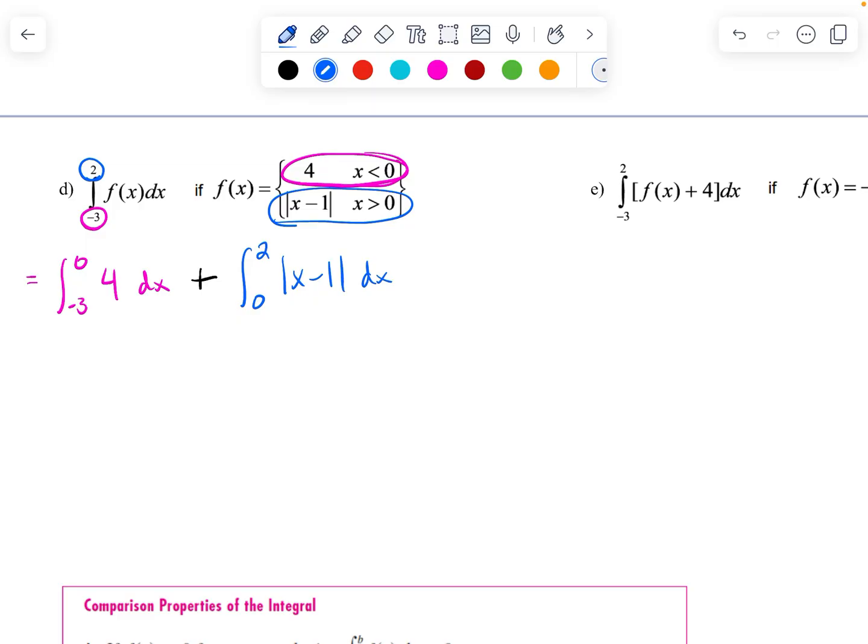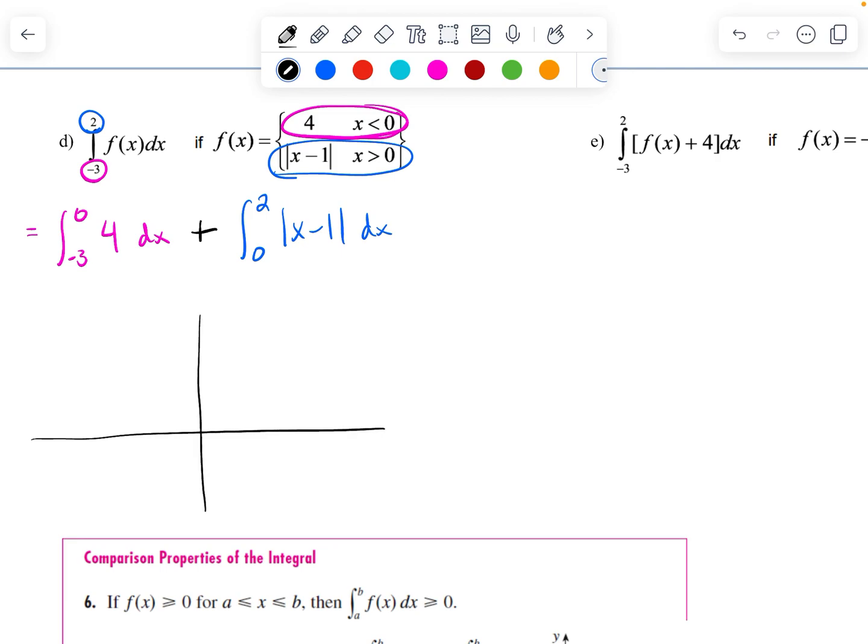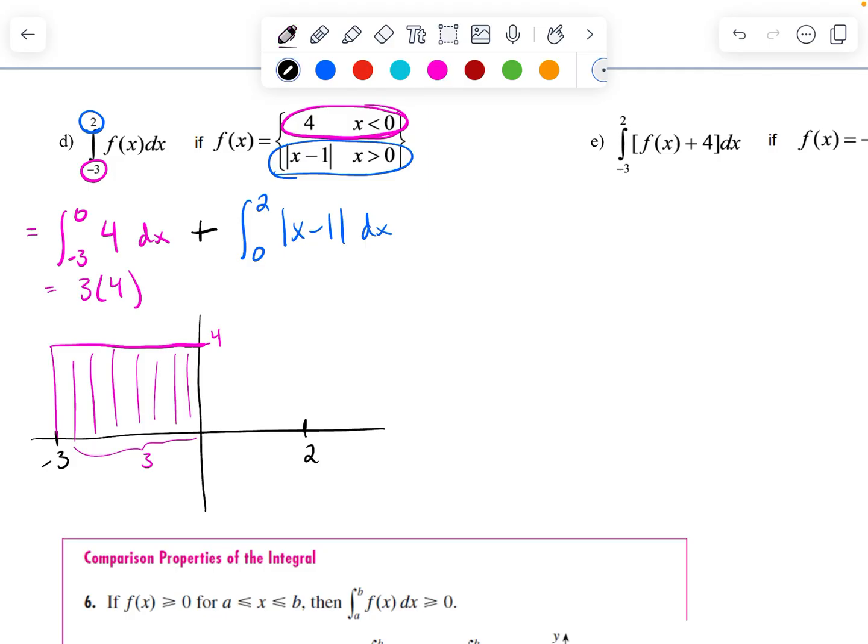So essentially, you could graph them both if you want. You could treat them separately. But if you were to graph them both, we're dealing with -3 to 2. Well, for this up until 0, I'm going at a horizontal line until 4. So this is just a straight up rectangle, right? So I'm just going to go 3 times 4.